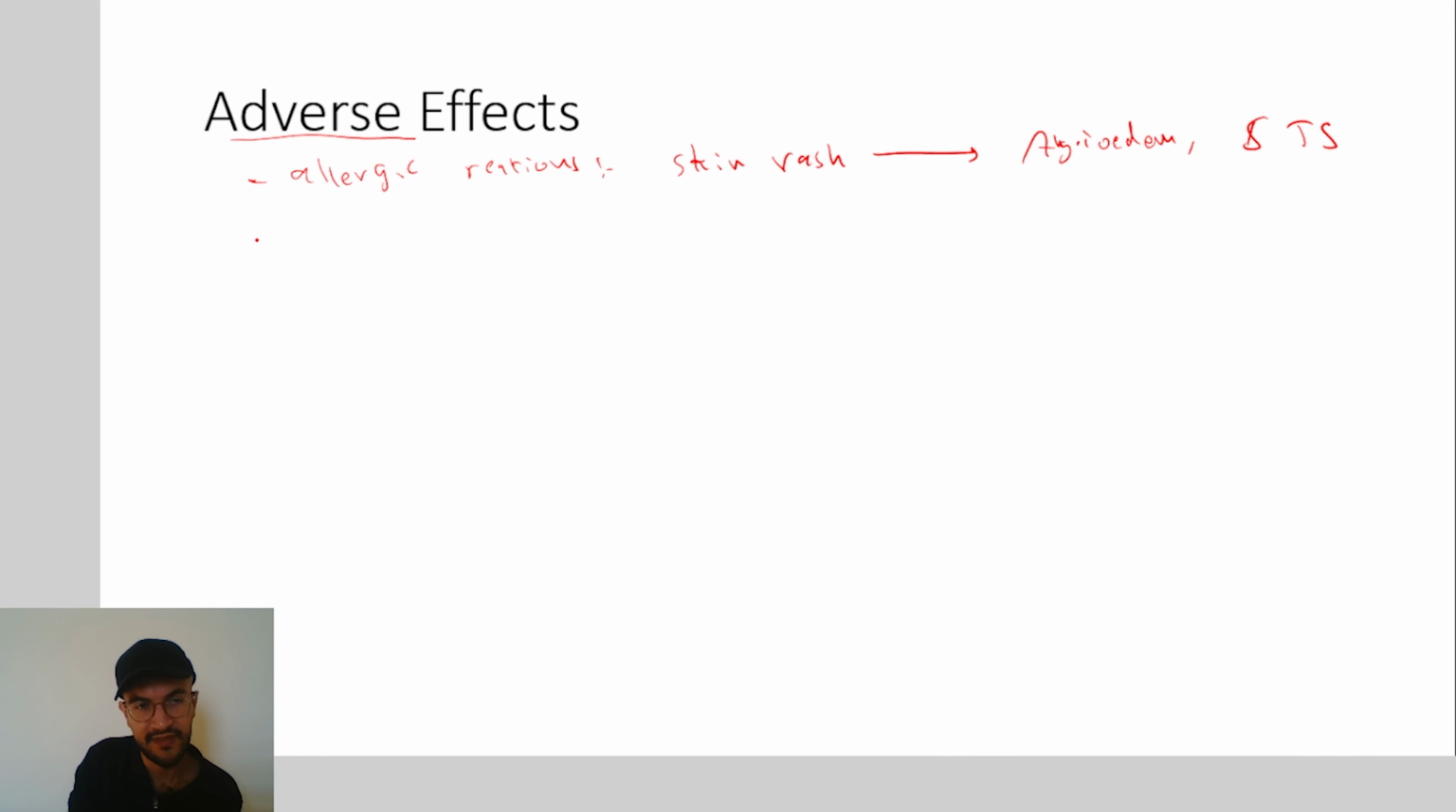Also, in the adverse effects, we have crystalluria, and that's in the acidic urine. The sulfonamides would crystallize and it causes crystalluria. So sulfonamides crystallize in the acidic urine.